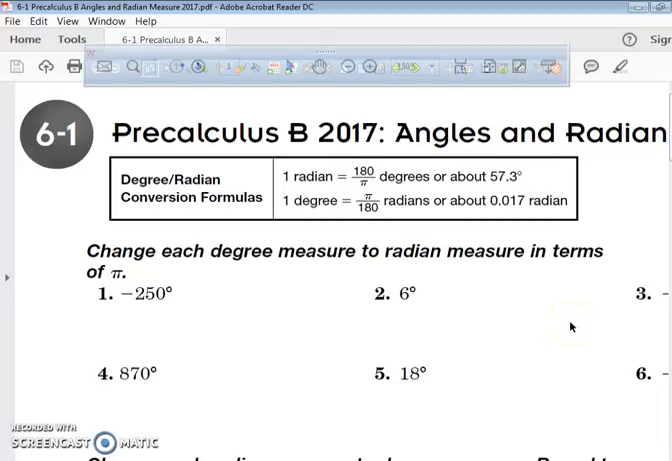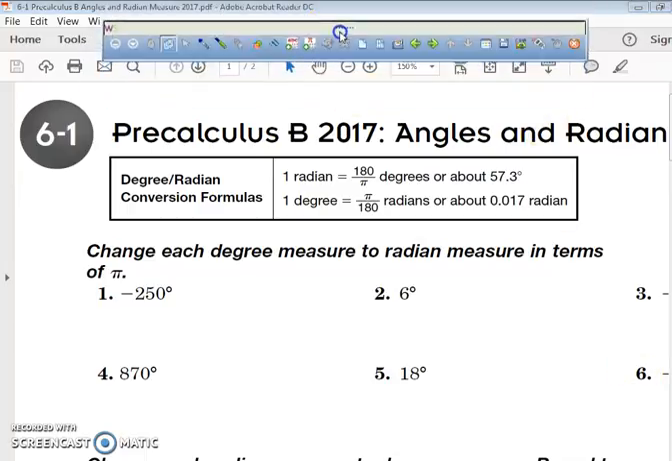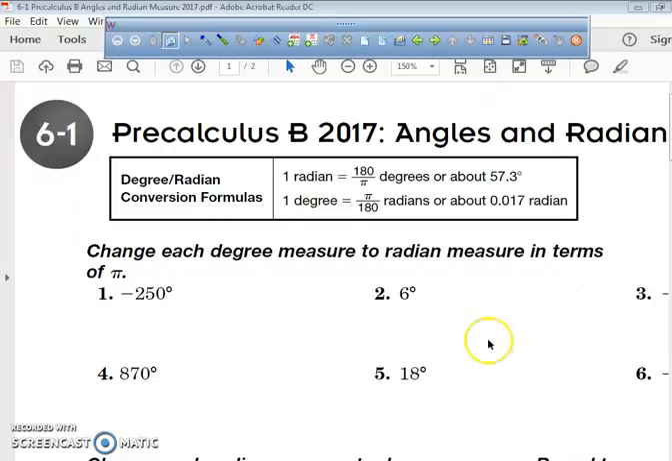All right, today we're going to talk about angles and radians. We've been working in degree mode for a long time. Today we're going to go from degrees to radians and back from radians to degrees. Okay? So on problems 1 through 6, basically what you're going to do is change all of these measures from degrees to radians. So we're going to talk about that.